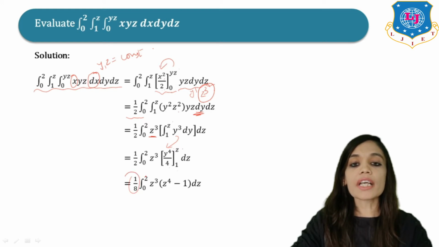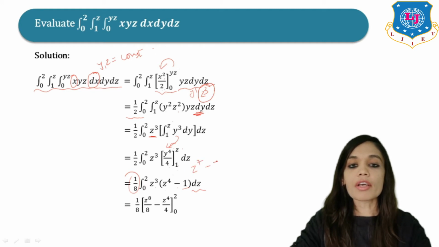So we will get 1 upon 8, integration 0 to 2, z cube. If you put z, you will get z raised to 4, minus, if you put the lower limit 1, you will get 1, and dz. Now we will simplify this. We will get z raised to 7 minus z cube, and integrate this with respect to z.